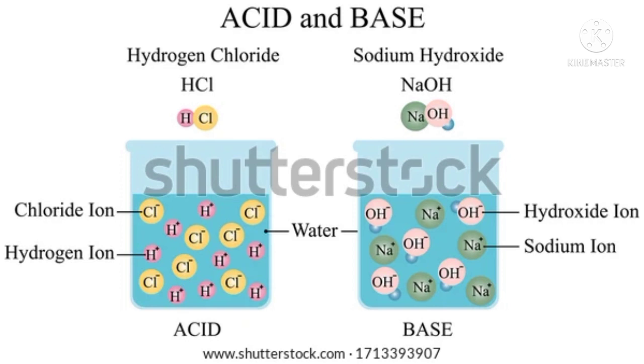HCl gives H+ and Cl- ions. H+ means hydrogen ion, Cl- means chloride ion. It is the acid. Coming to the base, NaOH gives Na+ and OH- ions. Na+ means sodium ion. OH- means hydroxide ion.